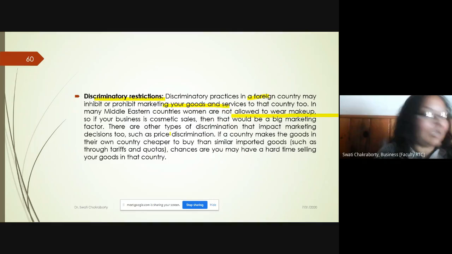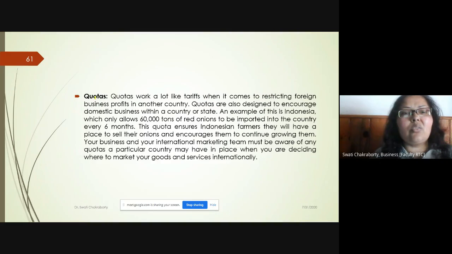Quotas. Next comes up quotas. Quota is a quantitative restriction, right? Quantitative, how much of the product that you can sell in another country. It's not price. When it's a price restriction, that's a tariff. Quantitative restriction is quota. So it's again imposed by the foreign nations. Why? To protect their own domestic businesses.